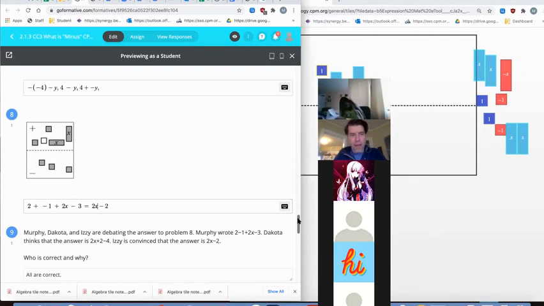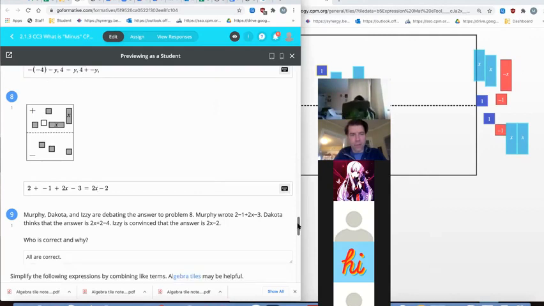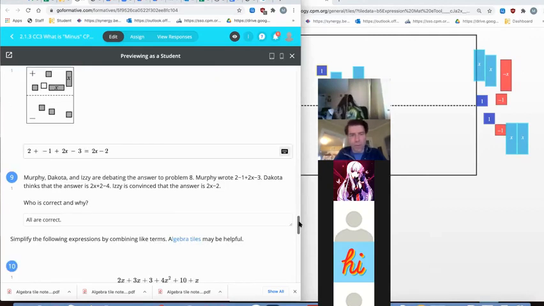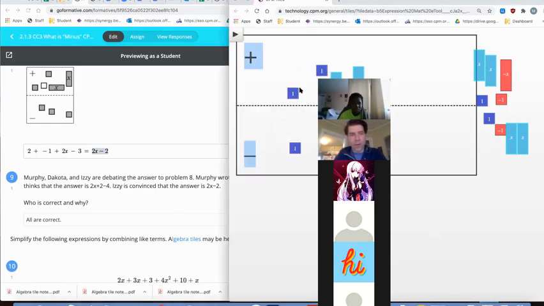So problem 9 says, Murphy, Dakota, and Izzy are debating this problem. Murphy says that it's 2 minus 1 plus 2x minus 3. Dakota says 2x plus 2 minus 4, and Izzy says 2x minus 2. We've already written 2x minus 2 in there, so we know Izzy's right. But I'm going to set these up the way the other people said.